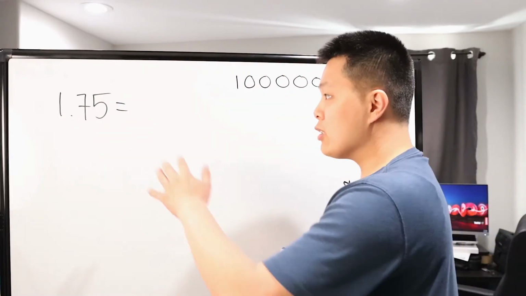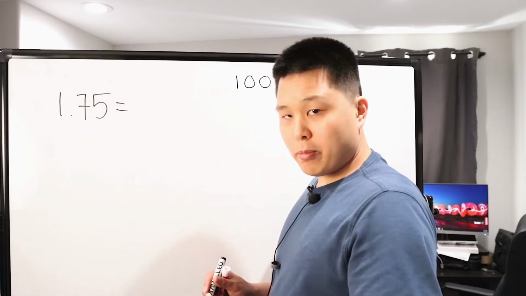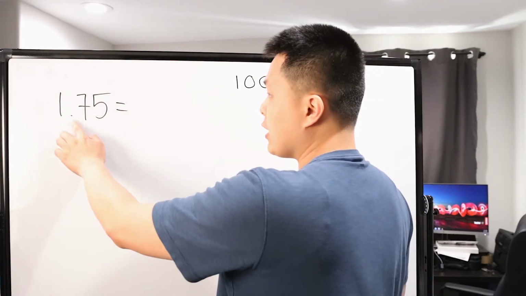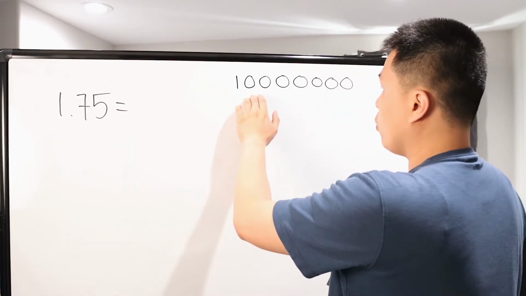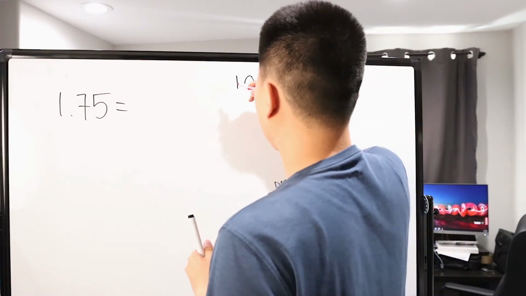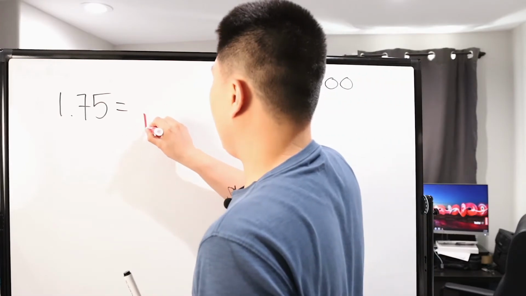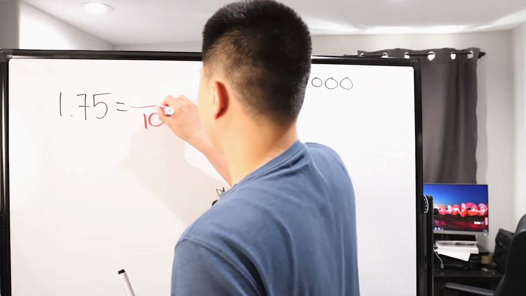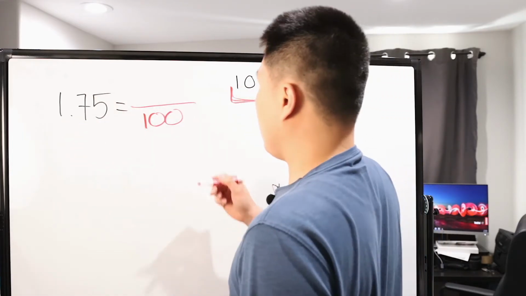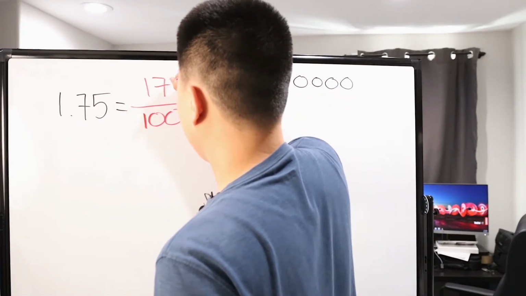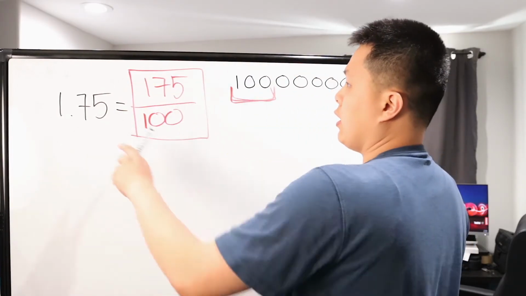Now let's do another one. This one's slightly different. Notice the front number is not a 0, it's actually a 1. But it doesn't matter, the rule's still the same. We look at the decimal, there are two numbers after it. So we're going to have 1, 1, 2. There we go. So our new denominator is going to be this guy right here. That's 1, 0, 0, so it's 100 at the bottom. And our numerator is the entire number taking away the decimal. So in this case, 175. So this is our fraction after we convert the decimal.